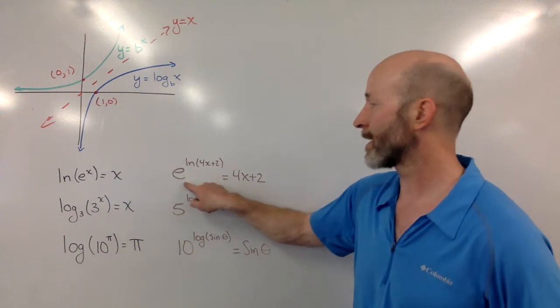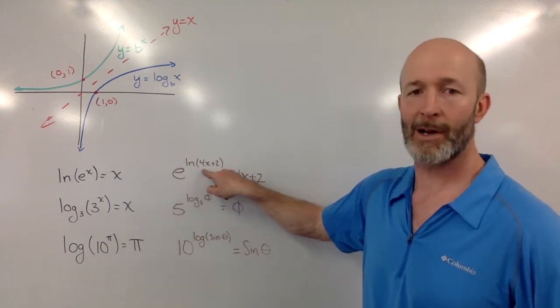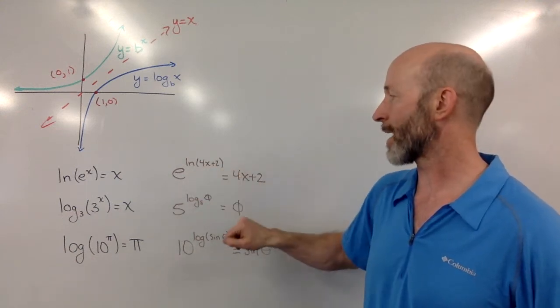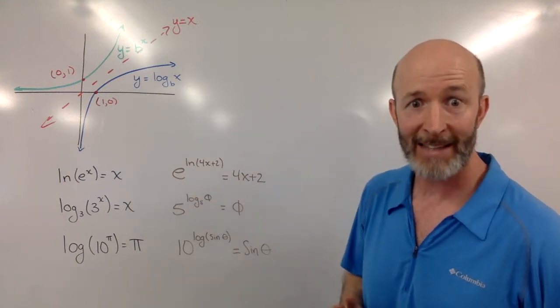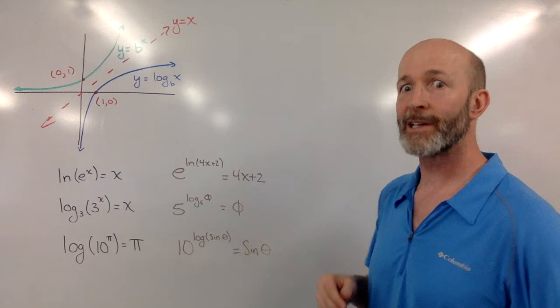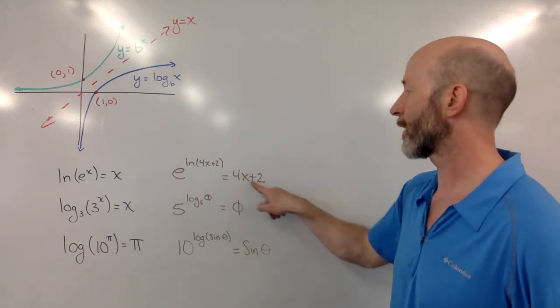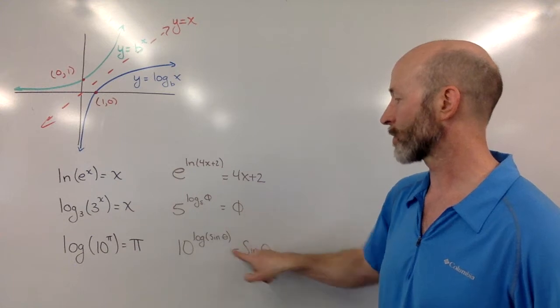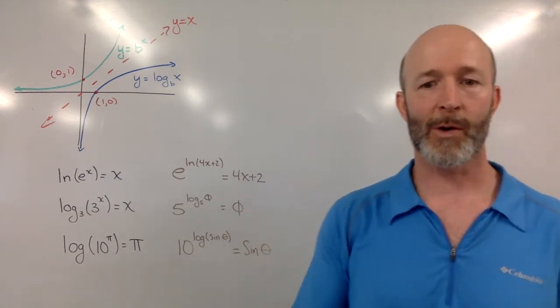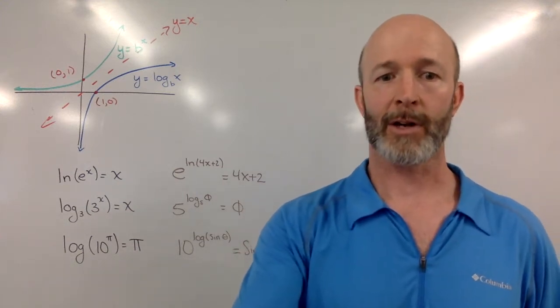By the way, same thing applies if you have an exponential power of a log. As long as their bases match, they will, and this is the only time in math I say cancel. When you have inverse functions, they really do sort of cancel each other out. I'd be left with 4x plus 2. Or if they're both base 5, I'd have phi, or sine of theta. So knowing that they're inverses, that's a good start.